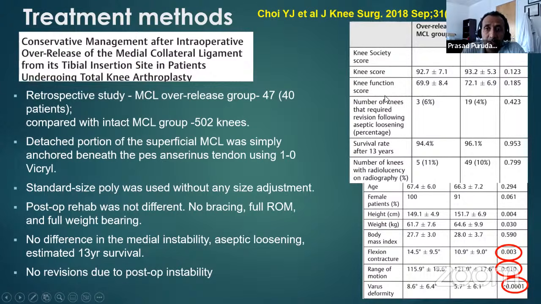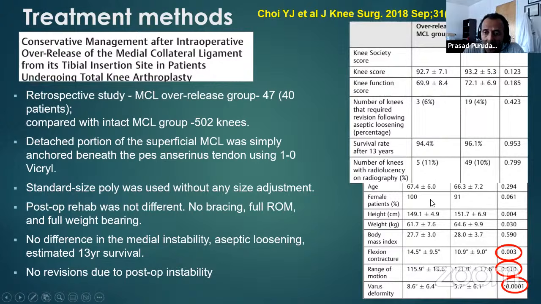They did not find any significant difference between the two groups. None of the patients reported any medial instability, and on clinical examination there was no laxity. There were no cases of aseptic loosening. The estimated 13-year survival was also not significantly different. There were no revisions due to post-op instability during the follow-up period.